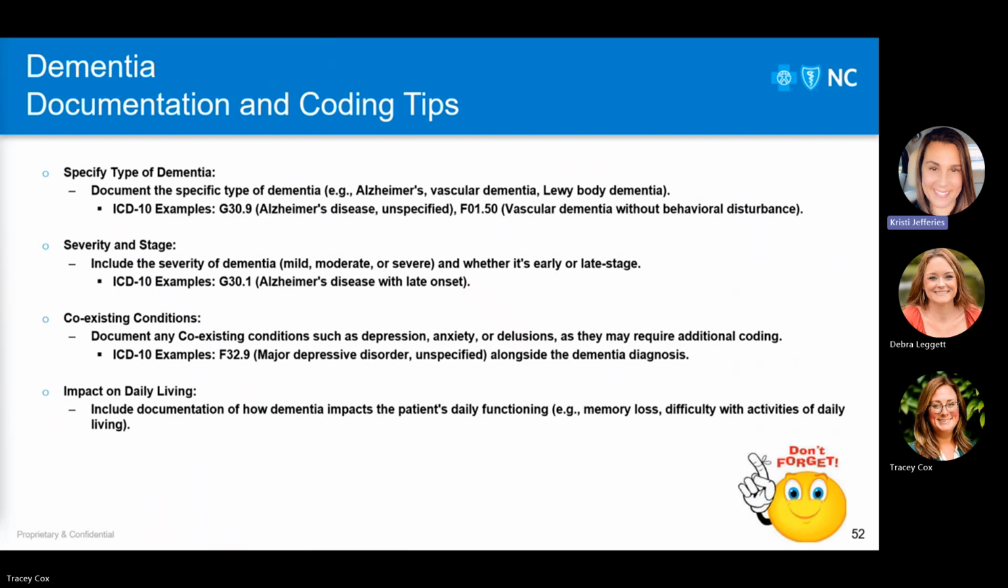Additionally, don't forget to include the severity or stage of the dementia, whether it's early or late onset. This helps in coding for the appropriate level of care the patient requires. Lastly, if the dementia affects the patient's ability to perform daily tasks, it's helpful to document that impact as well for accurate coding.